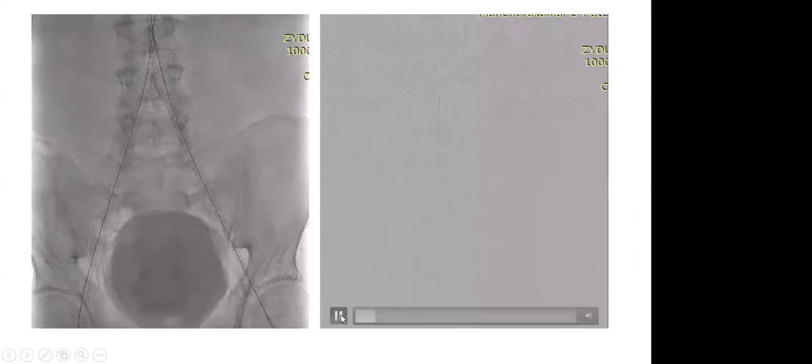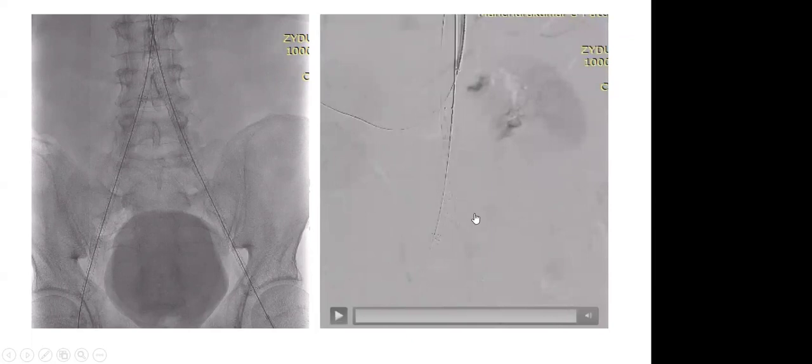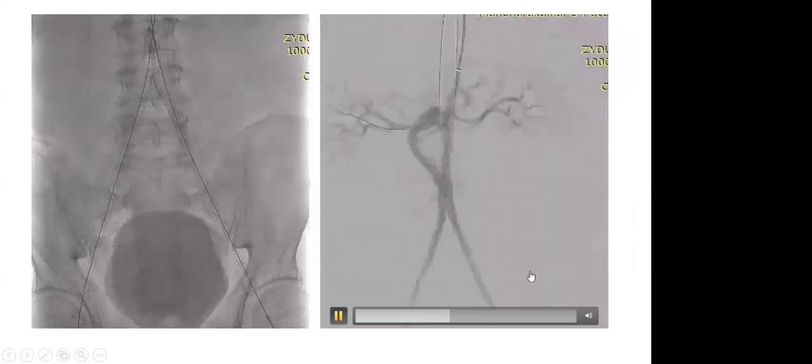Here, if you are able to see, this is the landing zone. This is the angiogram and the renal was patent. I have just kept the wire in case of renal compromise. I will put a stent there also, but it was okay, so I was not worried about it.